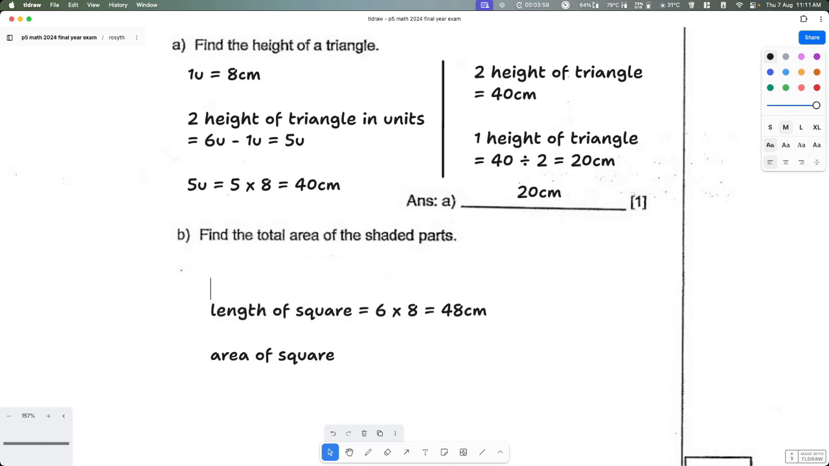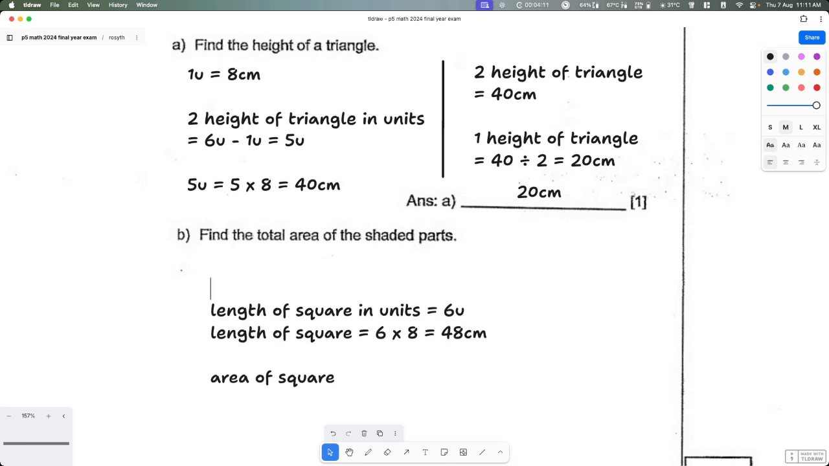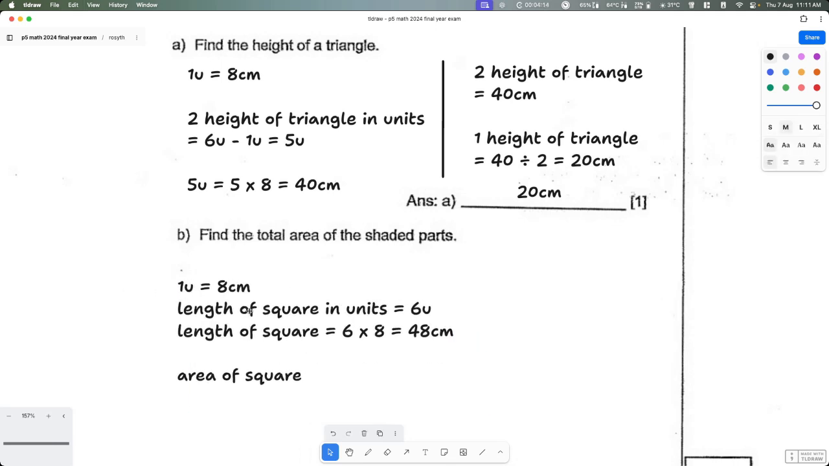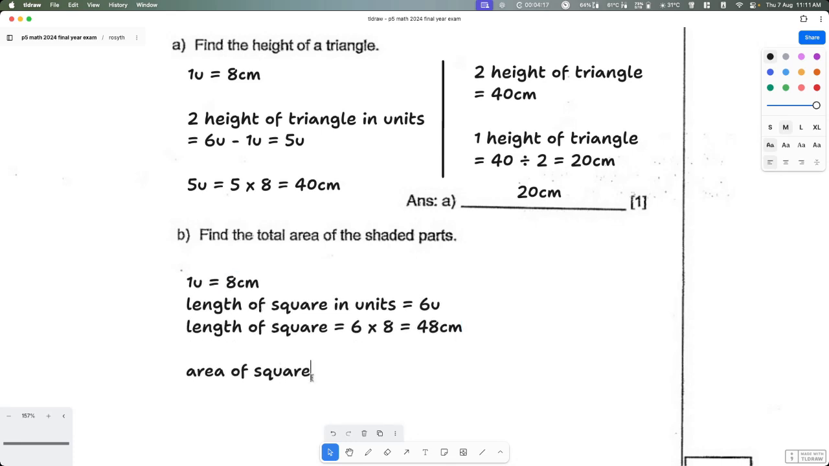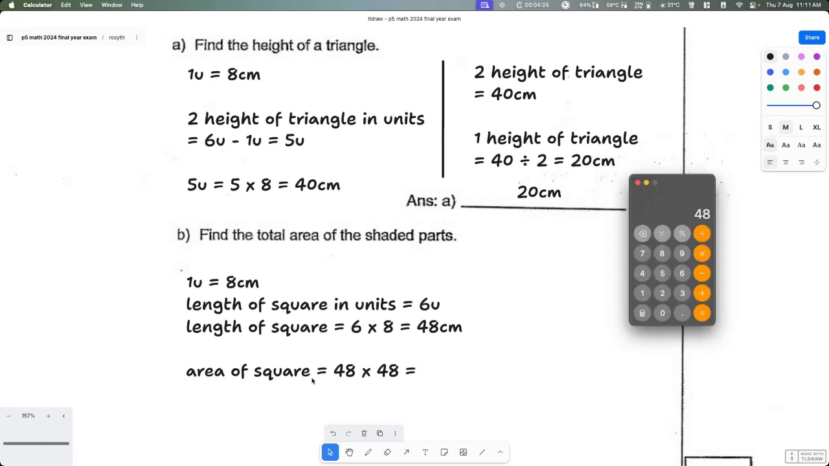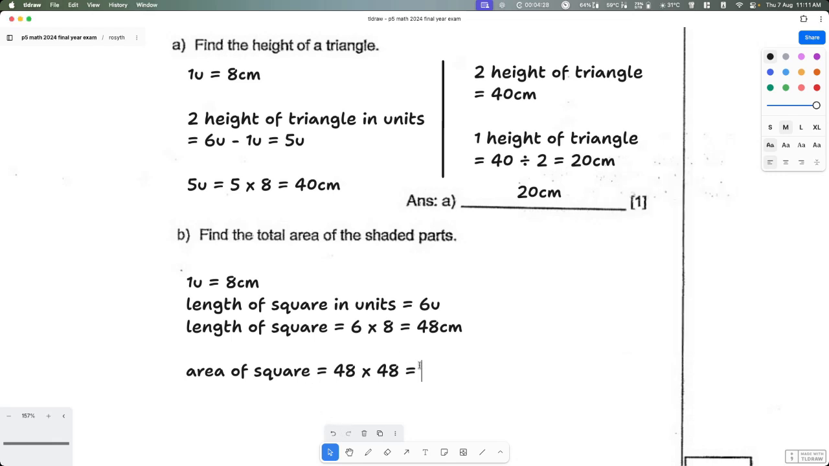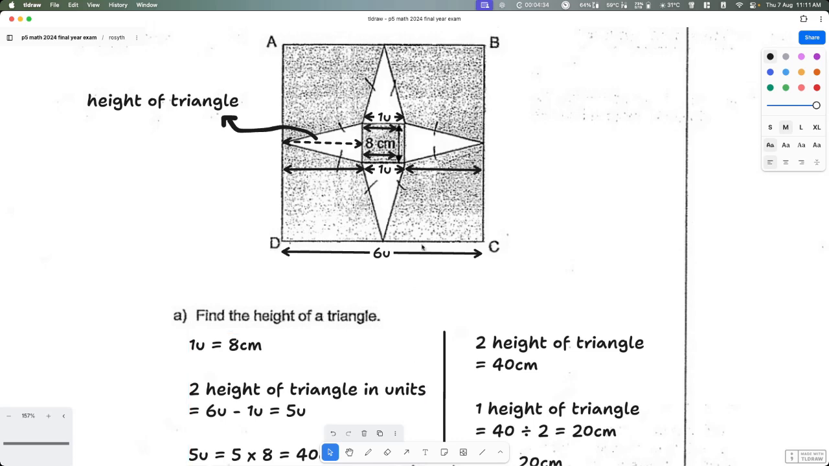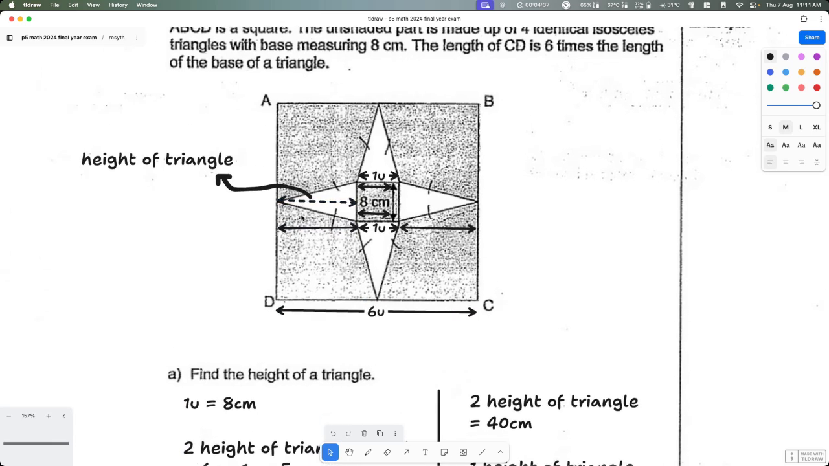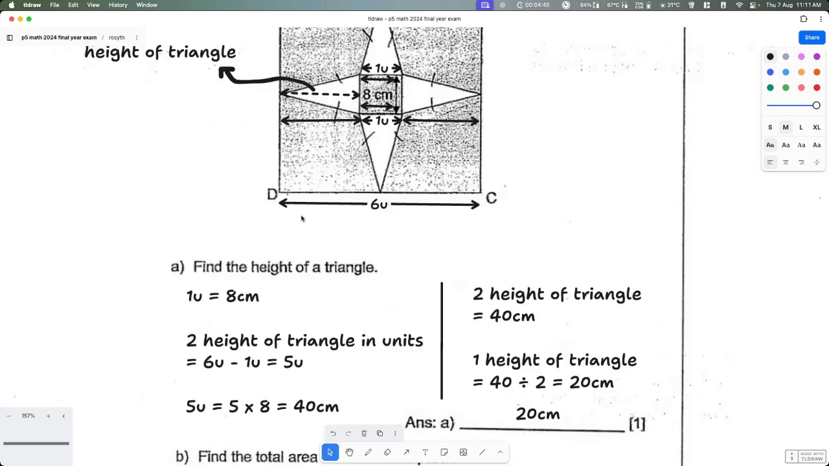So the length of the square in units is equal to 6 units, and we know 1 unit is 8 centimeters. Okay, so the area of the square is equal to 48 times 48, which becomes 2304 centimeters square. So now we know that the whole area of the square is 2304 centimeters square.